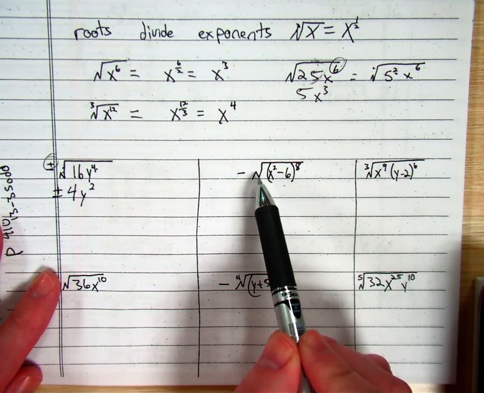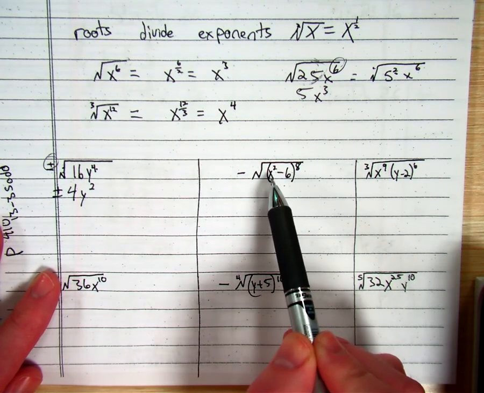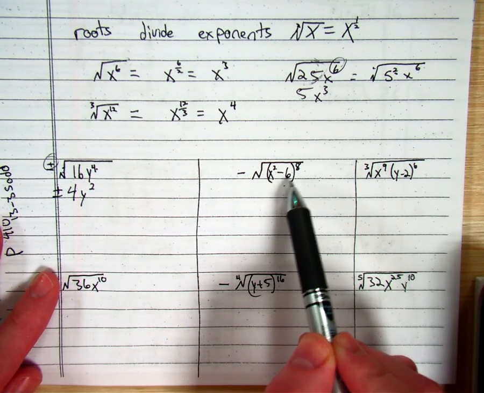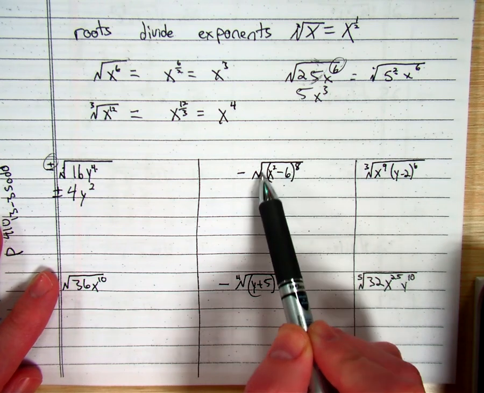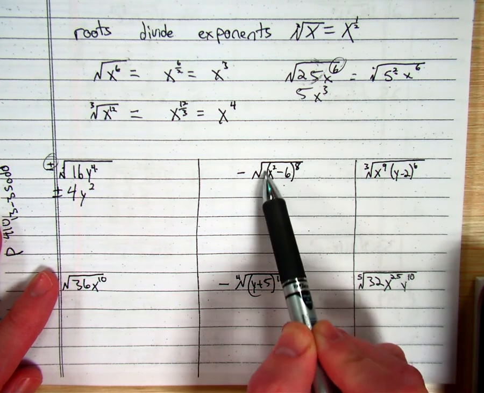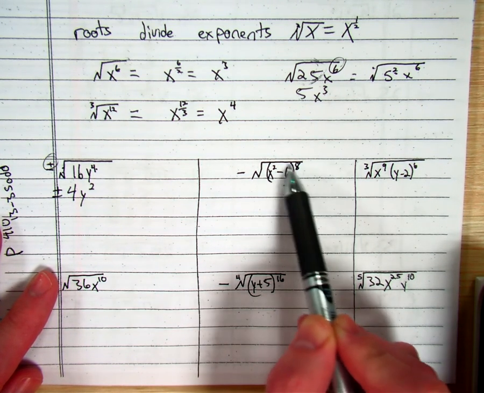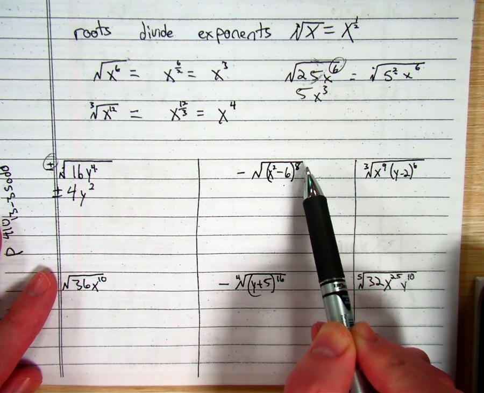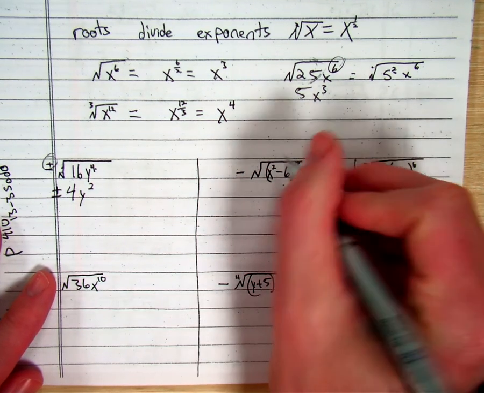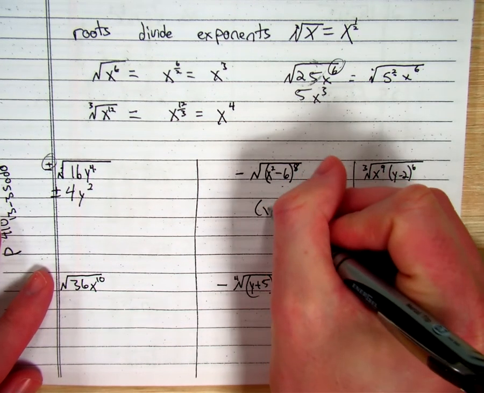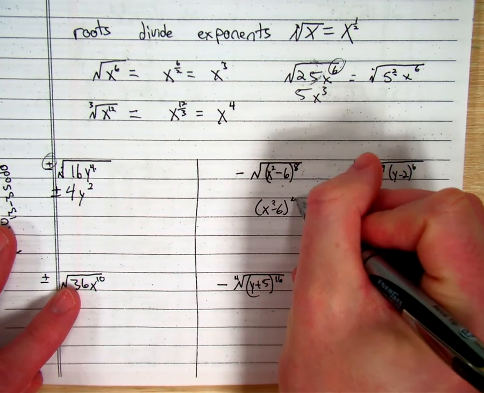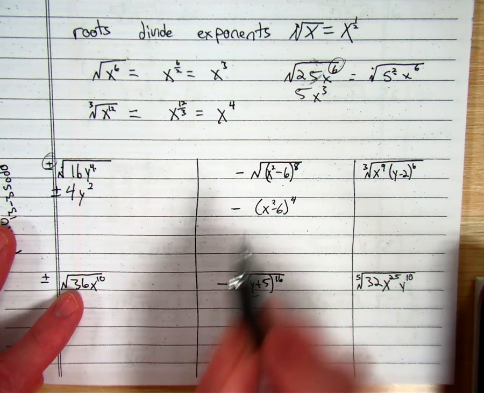When we're doing the square root of a quantity, all right, it looks scary because we got x squared minus 6 to the 8th. We're only worried about the whole grouping, the whole quantity. We're not worried about what's inside. So we're going to do the square root of this quantity to the 8th power. 8 divided by 2 is going to be this quantity to the 4th power. And then we still use our negative sign there in the front.